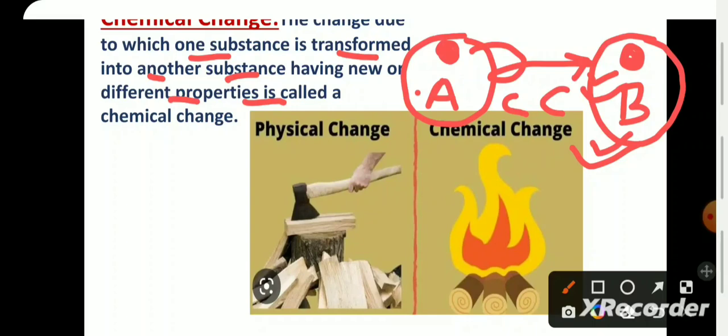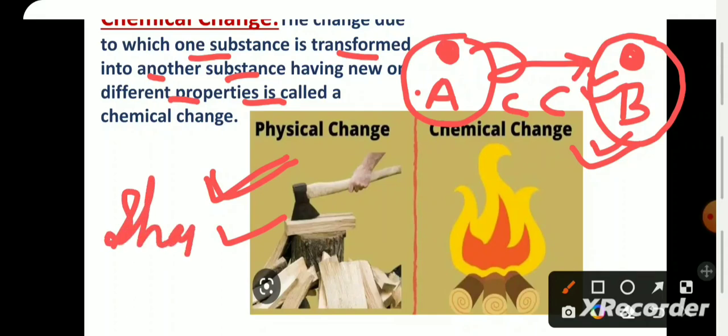For example, in the first picture, if we cut wood into different pieces, such a change is a physical change because here the change which takes place is in the shape of the wood, and shape is a physical property of the substance. In the second picture, the burning of wood.